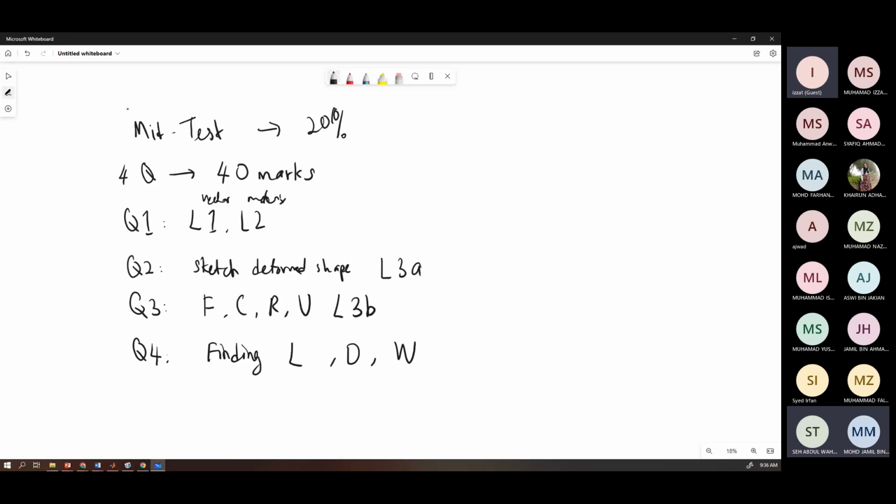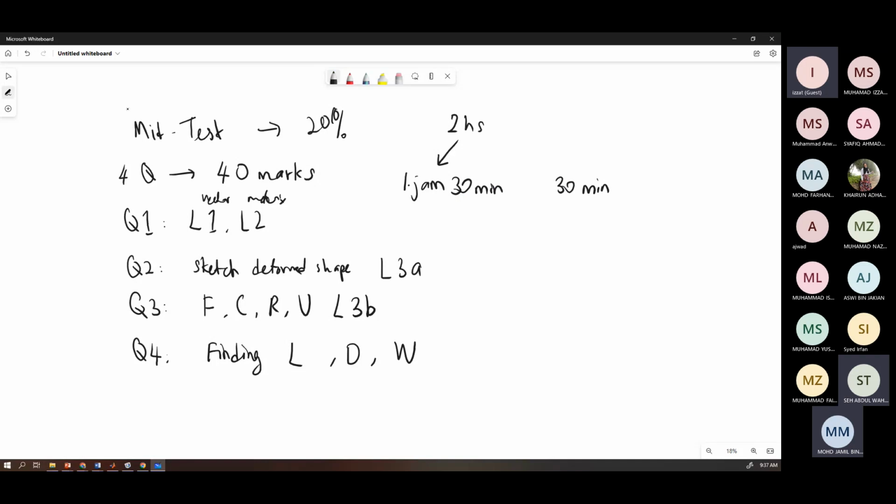So your time for midterm is actually 2 hours. So 2 hours, exam ni sejam setengah, and the remaining 30 minutes is for submission. So what I did usually untuk subjek yang sebelum ni, you need to submit within this time. If you submit 1 minute late, I deduct 10 markah. So please submit within the 30 minutes.